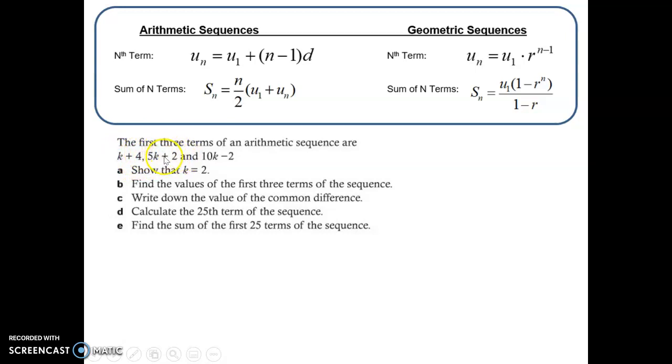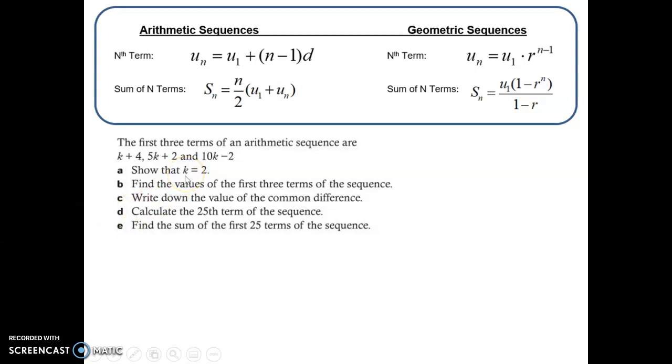And how about the difference between this term and this term? You can find that by doing u2 minus u1 or u3 minus u2. So how about try that? Create two situations where you've done this minus this and this minus this, and that's our common difference. But our common difference must be the same. So set those two common differences equal to each other and solve for k, and you should arrive at this.